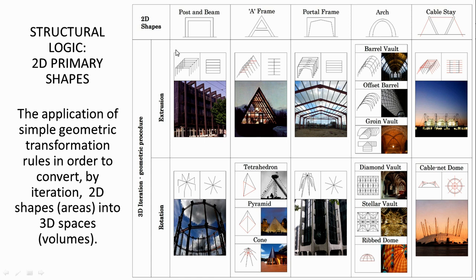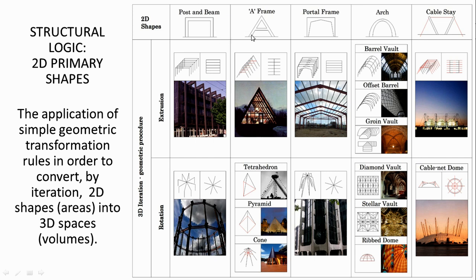Very simple post and beam. Some of you will call it a goalpost structure. An A-frame. You'll see many buildings that take that shape and form. A portal frame, an arch, and a cable stay. Just to go back, so the portal frame is actually a combination of the post and beam and an A-frame, because what you will notice immediately about a post and beam structure is that it's not braced, is it? There is no bracing inherent to it.